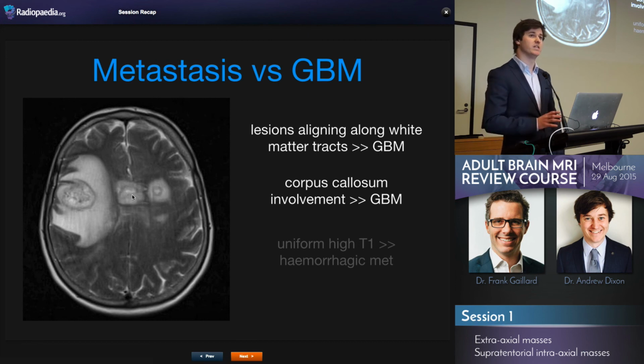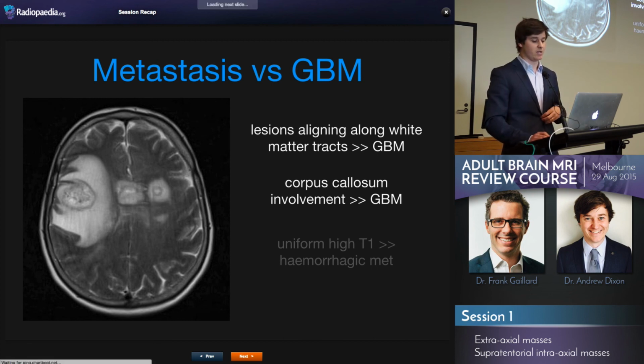Multifocal versus multicentric. If you've got T2 hyperintensity throughout the whole area with multifocal regions of enhancement, that's multifocal. That's one process. If you've got complete separation, no T2 hyperintensity between the two areas of enhancement, then that's multicentric.